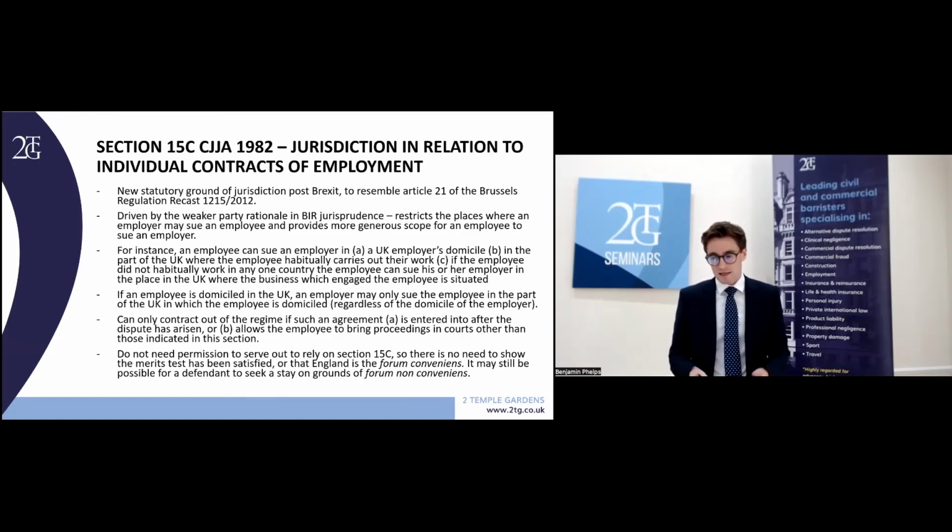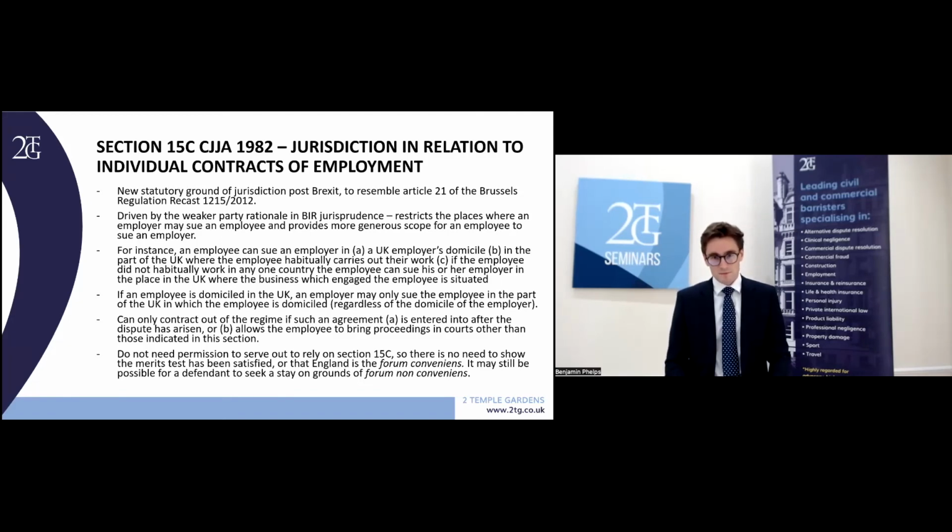And Section 15C and indeed Article 21 accomplish that aim by restricting the places in which the economically weaker, in general, employee may be sued, and providing more generous grounds of jurisdiction for an employee to sue the economically stronger employer. The way that's accomplished in Section 15C is that in the majority of cases, an employee can sue an employer if that employer is a UK entity, in the UK, the employer's domicile, and alternatively, in the part of the UK where the employee habitually carries out their work. In contrast, the employee, if domiciled in the UK, can be sued only by the employer in the part of the UK in which the employee is domiciled, regardless of the domicile of the employer.